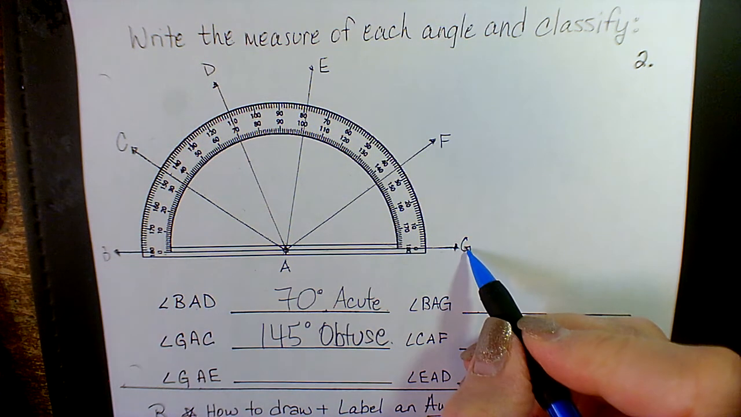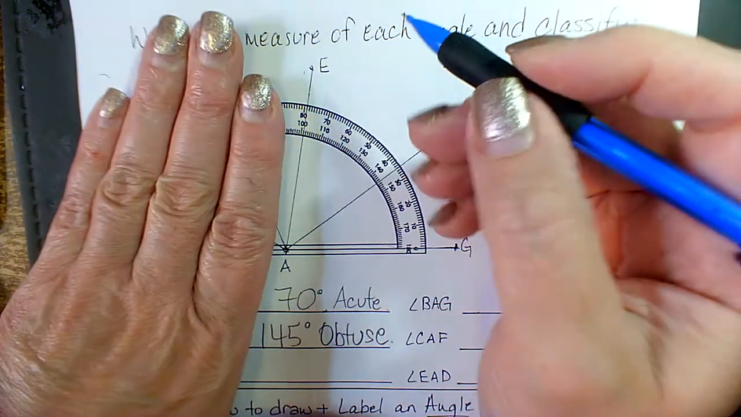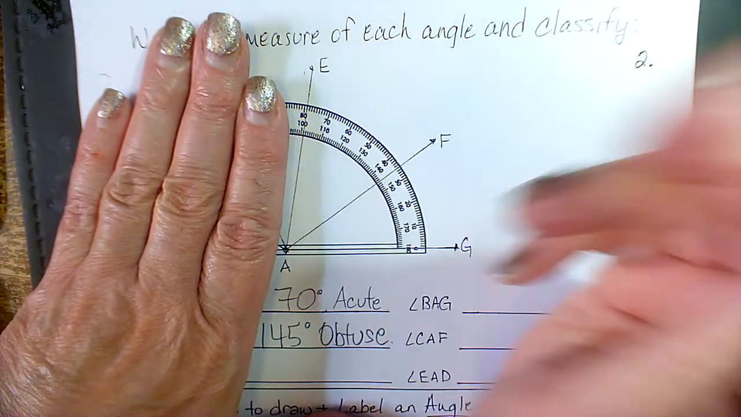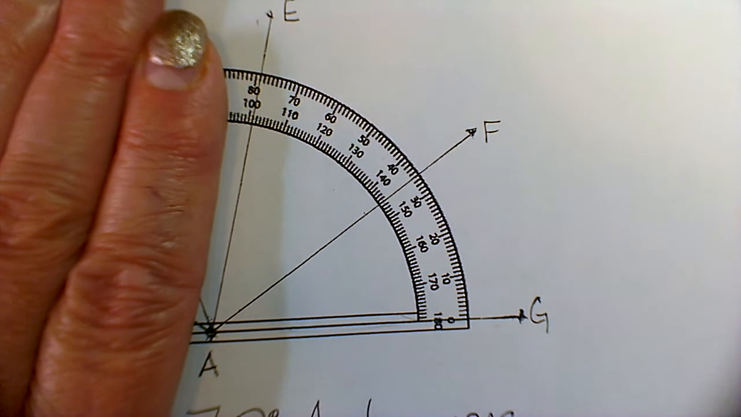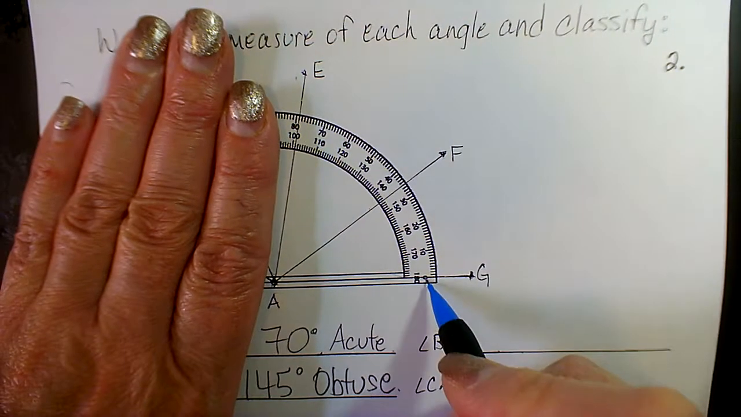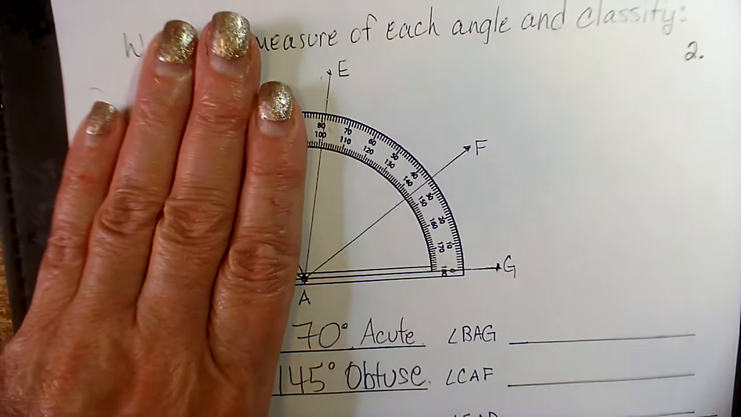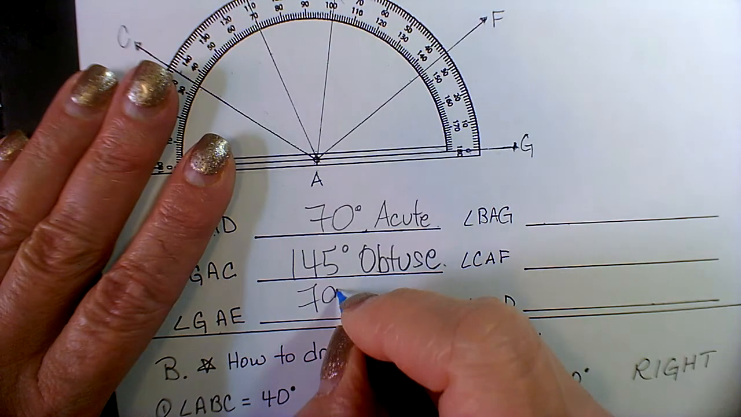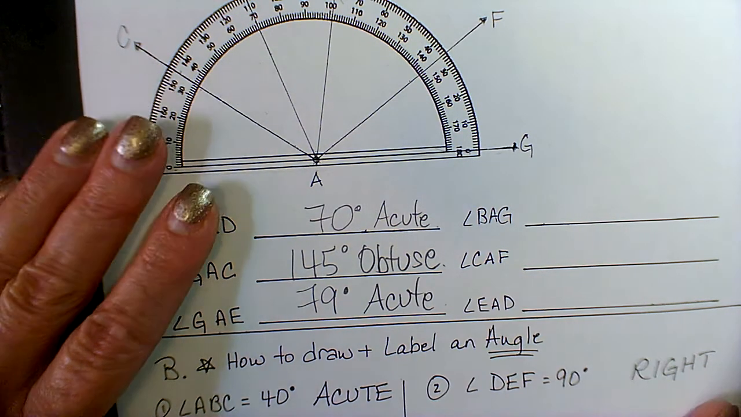G, so I'm starting over here again, to A to E. Okay, so I'm just looking at G to A to E. So if I'm looking at that, you can see that it is one tick before the 80 because I'm starting at the 0 again. So I'm using that outside one. That's 79 degrees. So I'm going to write 79 degrees in there, and I want acute. Put your little degree symbol on.